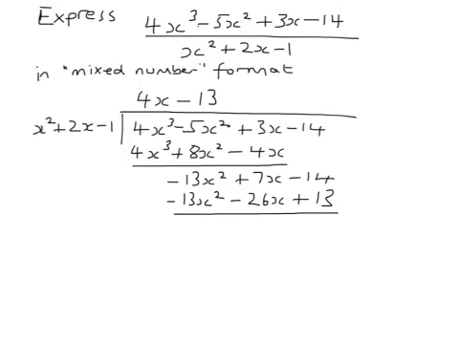And then as before, we do a takeaway. So minus 13x squared, take away minus 13x squared, that's nothing. It's the same here. 4x cubed take away 4x cubed is nothing. If it's not nothing, then you've done something wrong. So the first bit is always going to be nothing. 7 take away minus 26 is 33. And minus 14 take away 13 is minus 27.